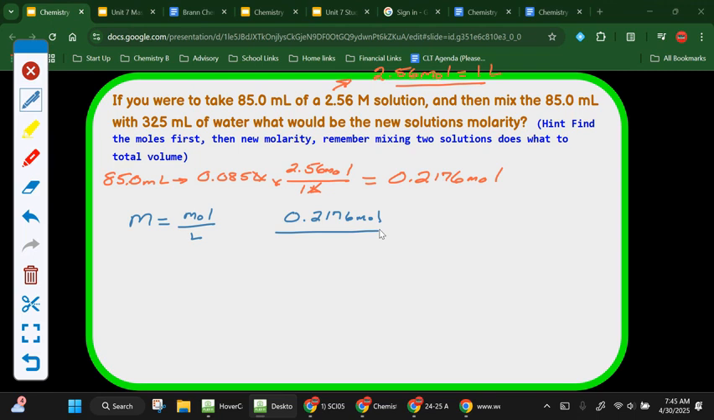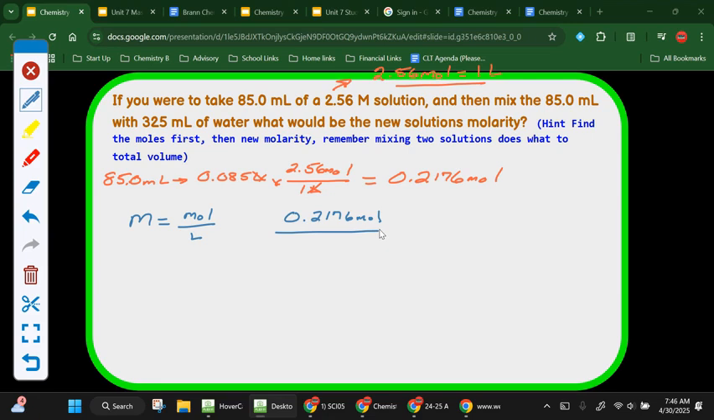What do I use for my volume? How much is in there? It's not 325, is it? 410 milliliters. What? 410 milliliters. It is the 85 plus the additional 325. That was the tricky part to this problem.